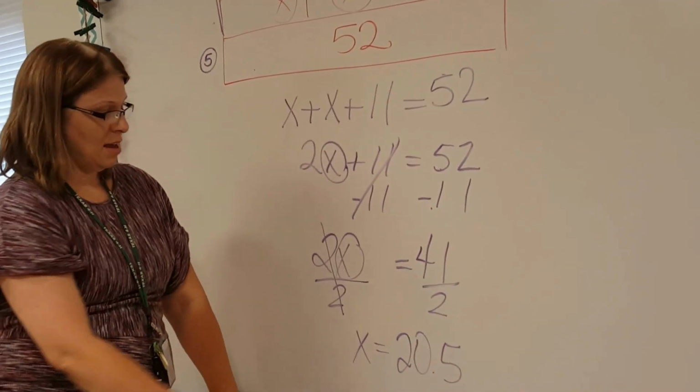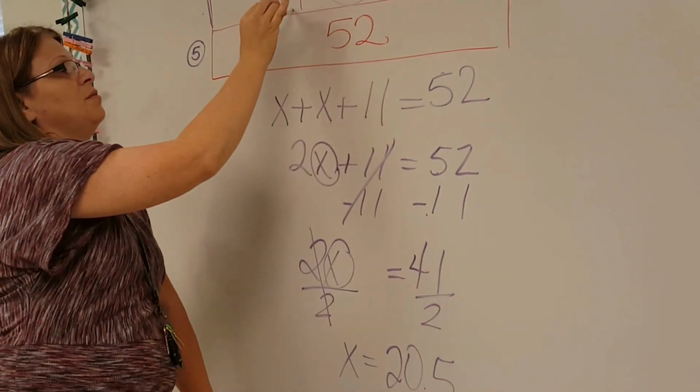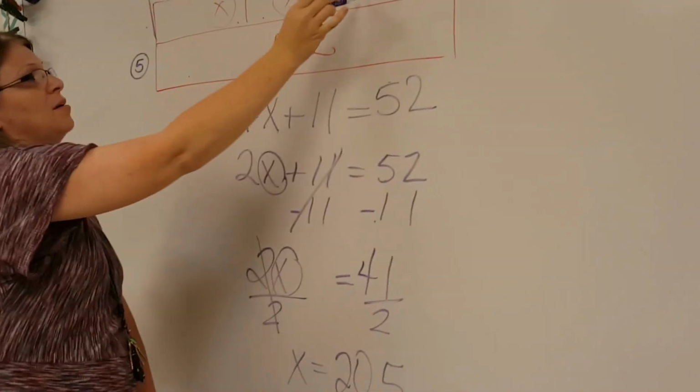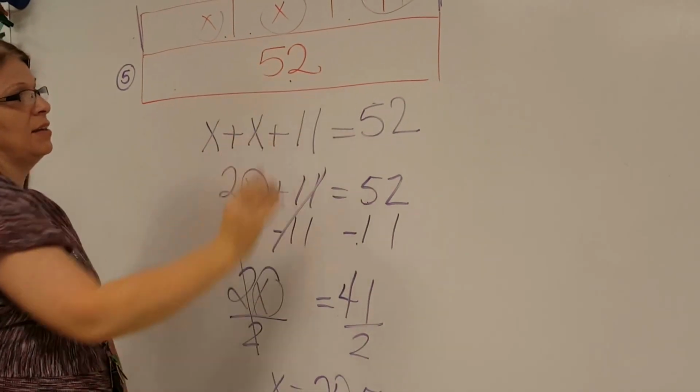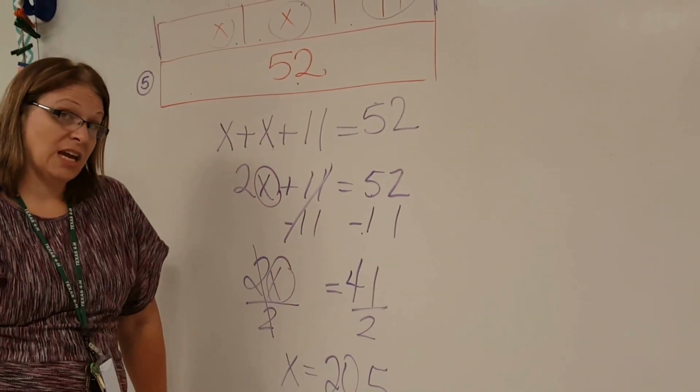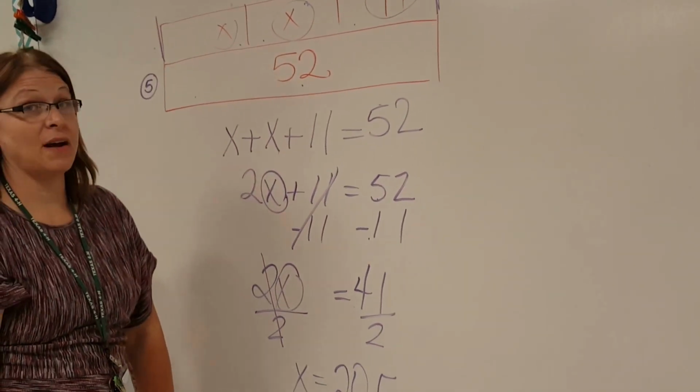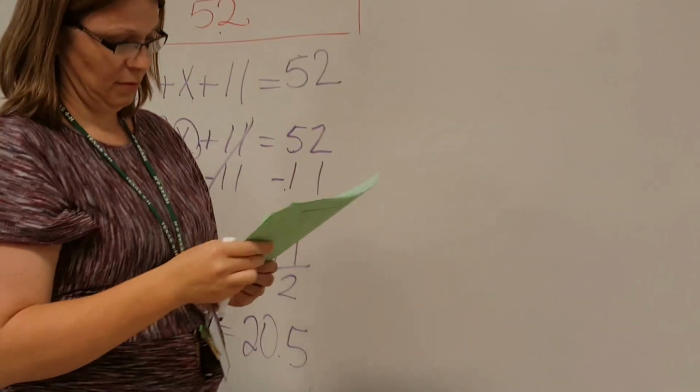Okay? And then if I had these labeled, 20.5 plus 11 gives me 52, so it actually checks. Okay? And that was number 5. Pause the video.